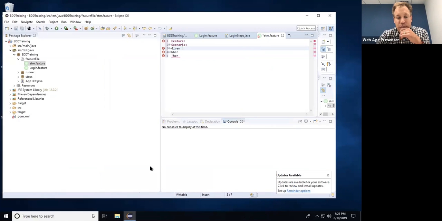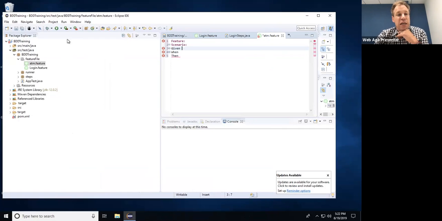Now we're going to jump over. Any questions about Gherkin so far before I show you how it works? All right. Can everybody see this Eclipse scenario that I've set up on my desktop? That should say Package Explorer here. Okay, good.